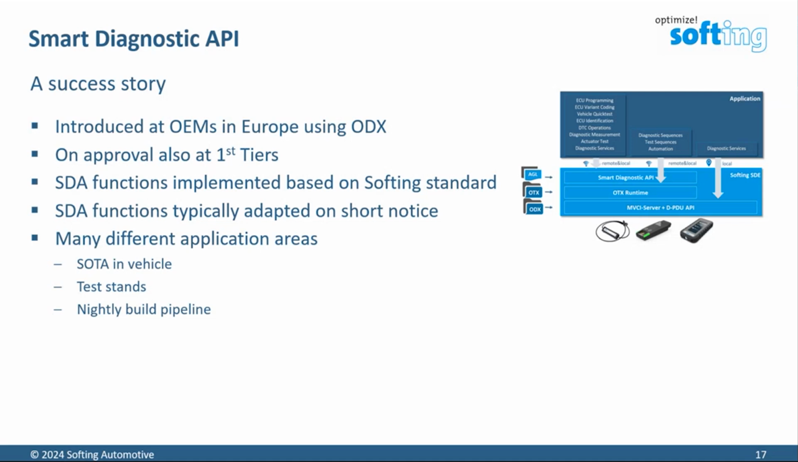So the SDA functions are based on a Softing standard, but this can be easily adapted by yourself, or if you want, by us. It is used in many different application areas. For instance, in software over the air inside of a vehicle. It is used in test stands, in nightly build pipelines, in many, many more applications. So I hope I gave a good overview of how we use it and how we solve those requirements, and would hand back over to Julian.